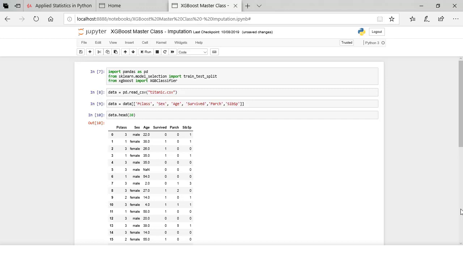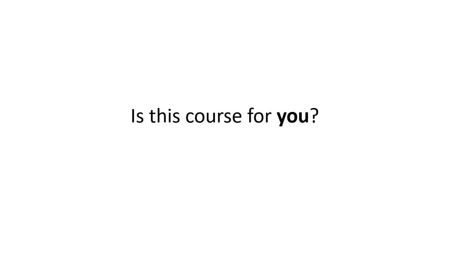Because that's great, but it doesn't mean anything if I don't show you what exactly replacing missing values does to your model. So is the course right for you?